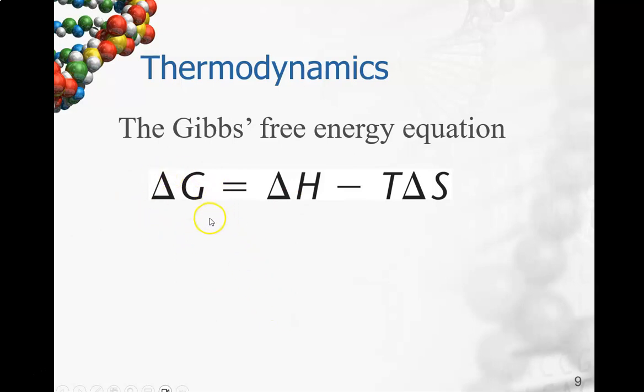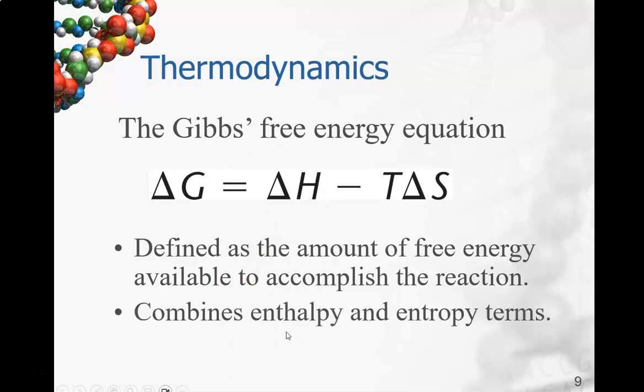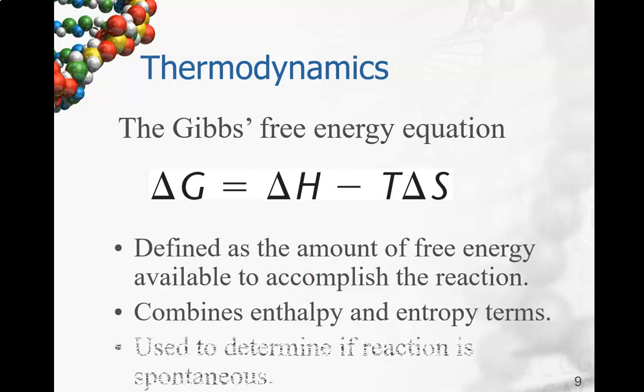So G is Gibbs, so this is free energy. Delta G equals delta H minus T delta S. So free energy has both an enthalpy and an entropy component, where enthalpy is delta H and entropy is delta S. The T is in Kelvin. And I like to define this as the amount of free energy available to accomplish the reaction. So that's the term I'm going to be using. And it does combine the enthalpy, the delta H, and the entropy, the delta S terms.